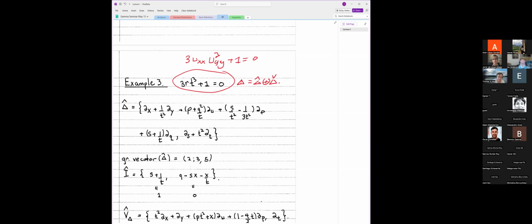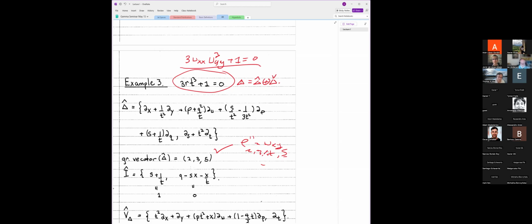What's the growth vector for this? The growth vector for this is 2, 3, 5. So it's very different from what we had for Liouville's equation. When we were doing Liouville's equation, the side system, the characteristic system, had growth vector 2, 3, 4, 5. Now we've got this highly nonlinear equation. The growth vector is actually 2, 3, 5.